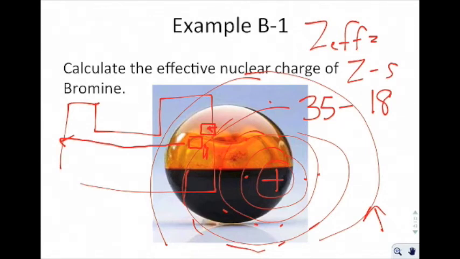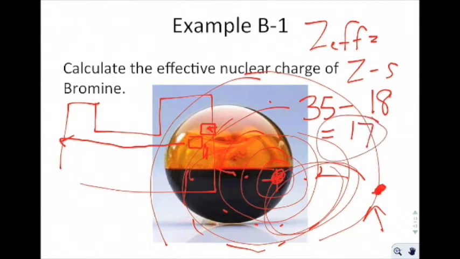The valence electrons. What's the effective nuclear charge? Although I have an electron right here and it's attracted to this nucleus, all these other electrons are in the way. Those electrons could repel or be on the other side and repel, so it's taking the average of that. So the effective nuclear charge for bromine in this case would be 17.